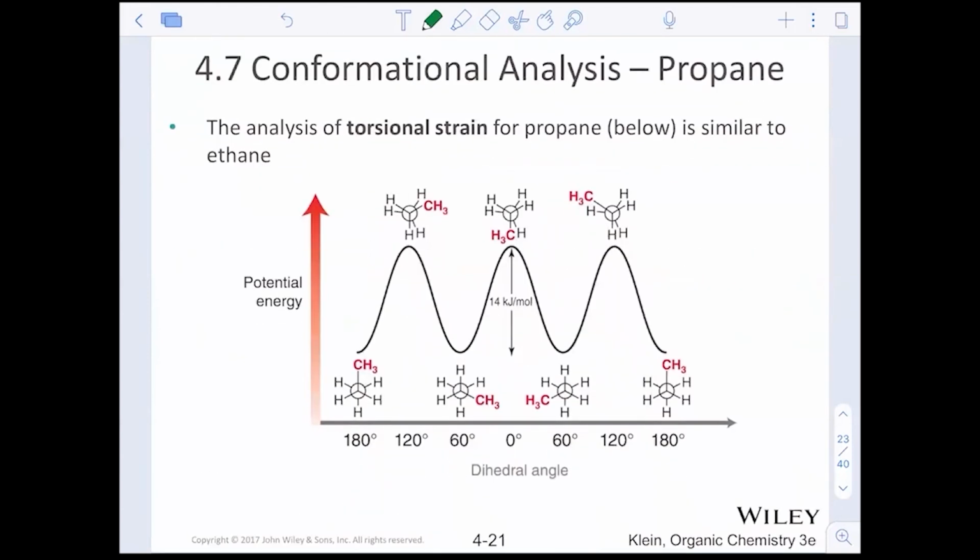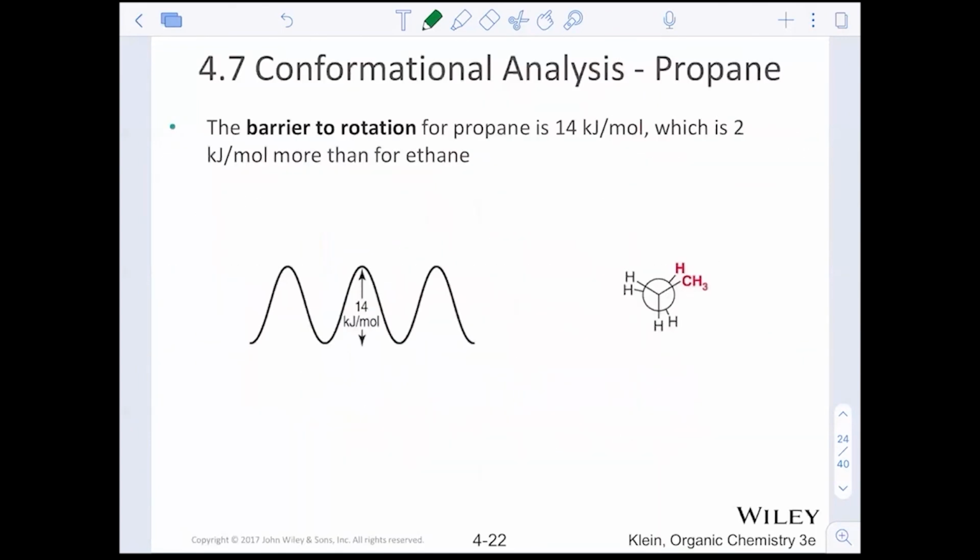Let's move up a little bit to propane real quick. Propane, our 3 carbon chain. So now what we see is we have a methyl group that we're trying to locate around as it rotates 60 degrees. Again, the only difference here between ethane and propane is 14 kilojoules per mole instead of what we saw before, which was 12. And so the big difference here is the barrier to rotate for propane being 14 means that there's a little bit something else going on.